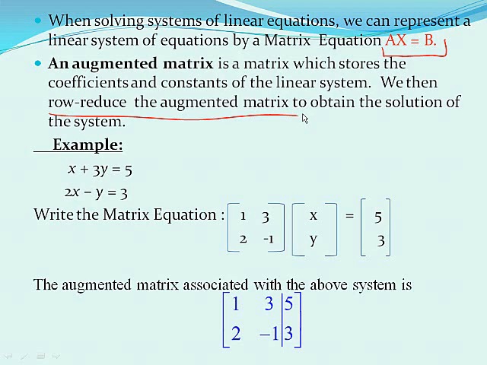Here is an example. We have the two equations, x plus 3y equal to 5 and 2x minus y equal to 3. We can write this system of equations in a matrix form. The coefficient matrix A, the column matrix representing the variables, which is X, and the column matrix representing the constants on the right hand side, which will be B. So this is our format, AX equal to B.